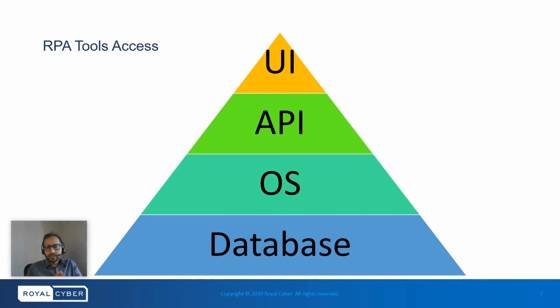There are many automation technologies available in the market, but RPA is unique and very powerful. Like most automation tools, RPA can also integrate with databases, operating systems, and APIs. Additionally, it can also talk with user interfaces, just like a human user does.